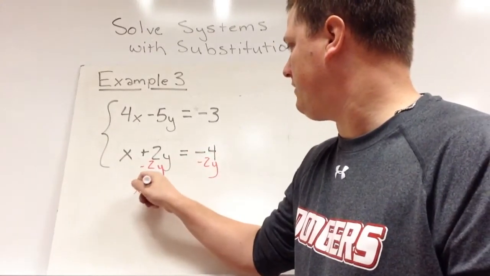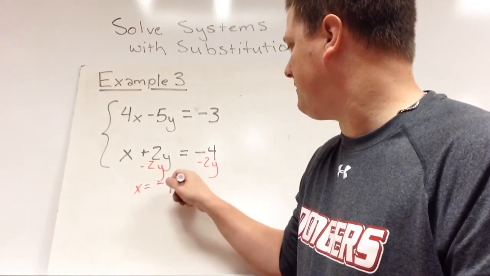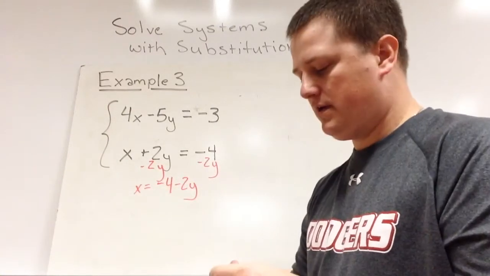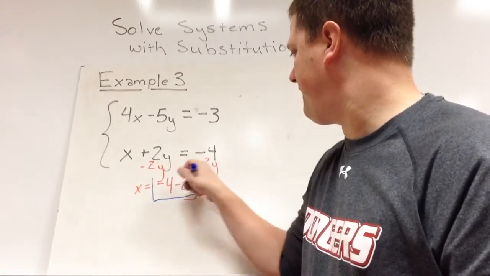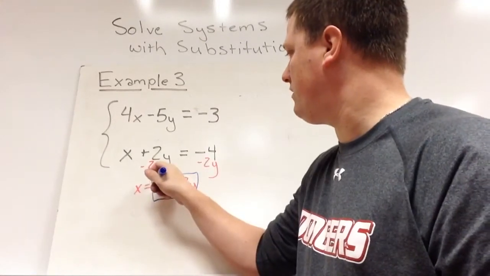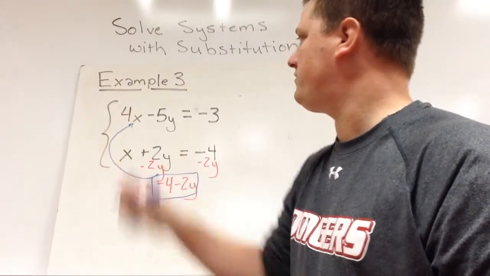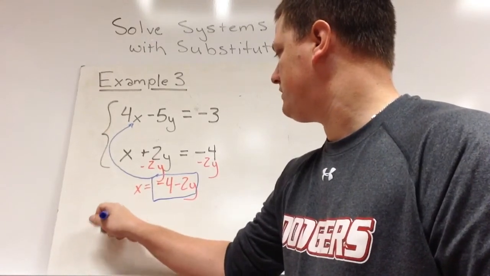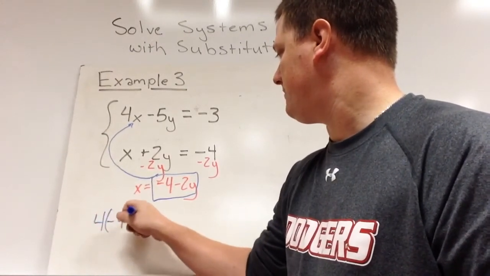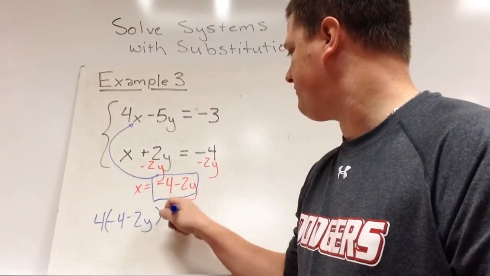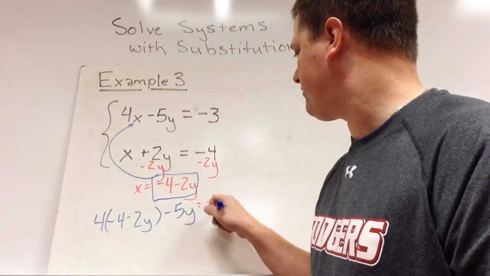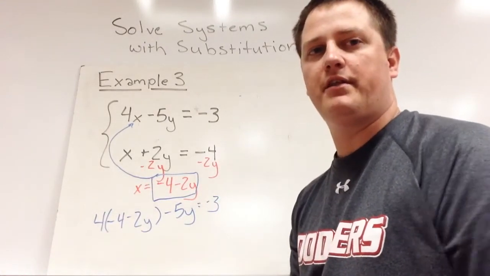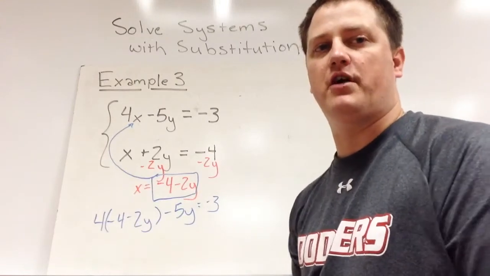I'm going to get x equals -4 minus 2y. So now I've solved for x. What I can do is I can take this and put it in for x. So I'm going to go up to here and I'm going to substitute it right in for that x. So I'm going to get 4 times -4 minus 2y minus 5y equals -3. Okay, so this isn't any more difficult than the last two. It's just a little bit longer because you have to solve for a variable.